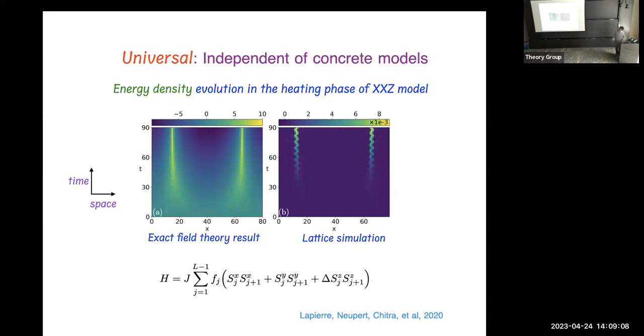Yeah, this is my motivation for this slide. For this slide, another group used a very different model called the XXZ model. This is a compact free boson CFT. They compare their numerical result and the CFT calculation. They found also a very good agreement. Well, it's not a very good agreement because their lattice size is very small. It's like 80 spins. But my point is the result is really independent of the concrete lattice model and CFT.